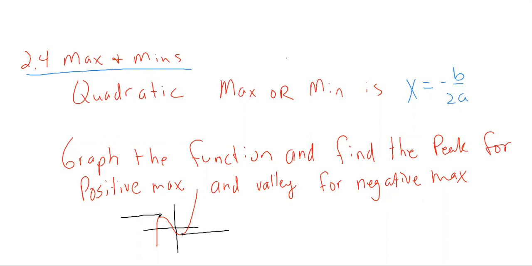When they say graph the function and then find the peak for the positive max and the valley for the negative max, they call them a peak and a valley. Well, if you think about it, that's like a mountain peak. It's the highest point. That's a peak. That's the lowest point. That's the valley. There we go. So now you've got a peak and a valley. That's what you do to find this.